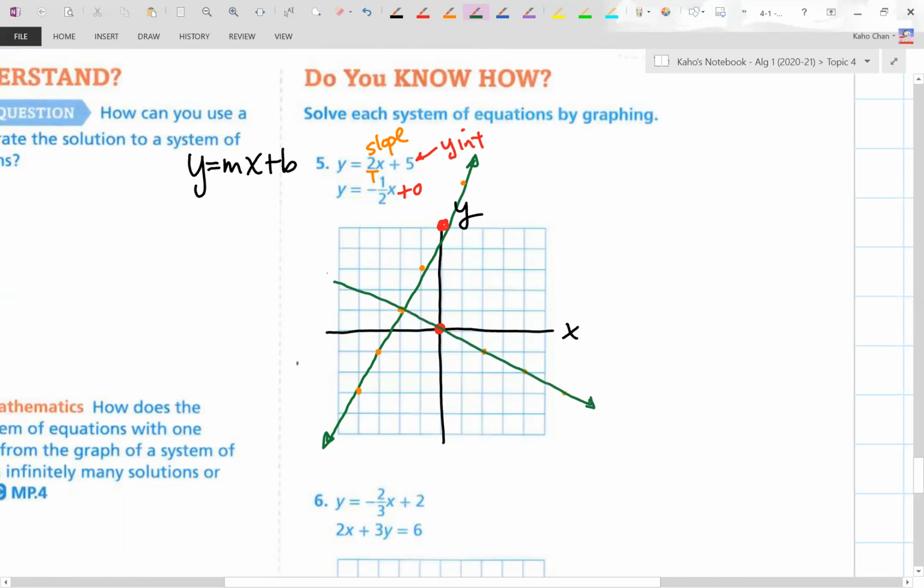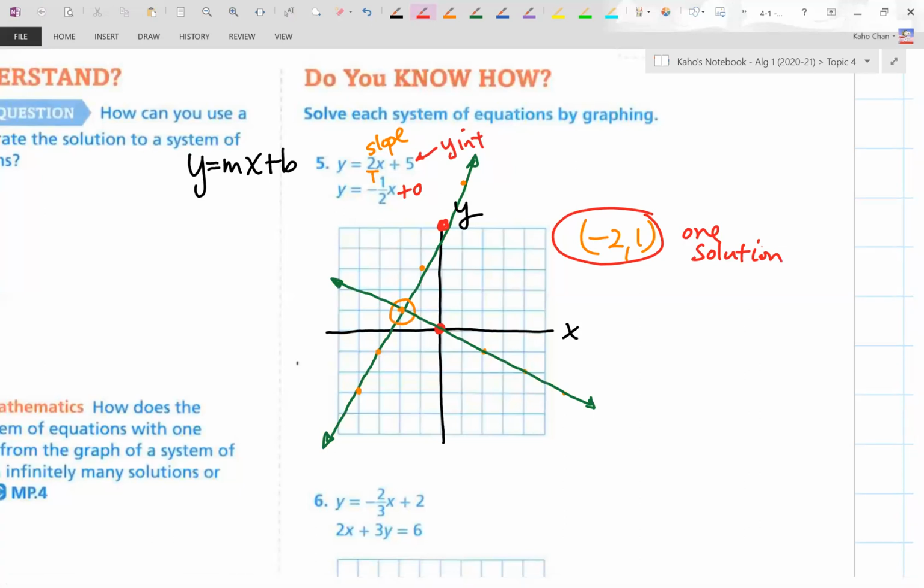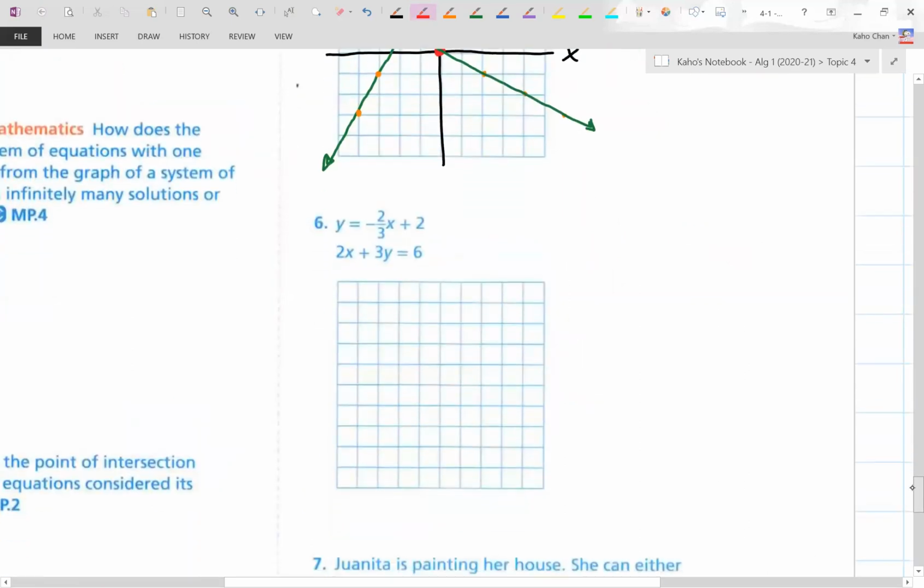The nice thing about this section is that the intersections are usually nice and whole numbers. In this case, they intersect at -2, 1, which is my solution. It has one solution. Any questions? Graphing is just one of the many techniques out there when it comes to solving systems, and it's nice when the numbers come out nice and whole. When they come out fractions or radicals, it's not the best choice to solve systems, okay? All right, let's move on to number 6.